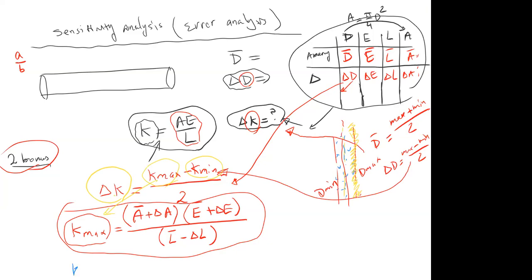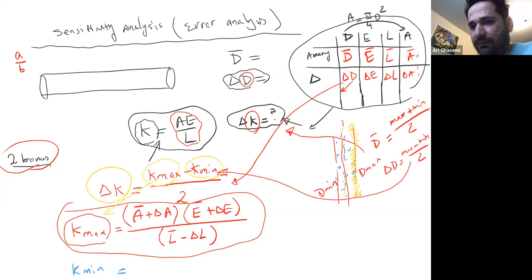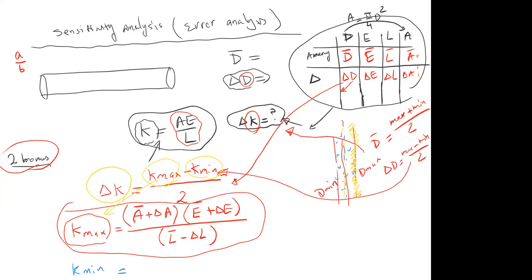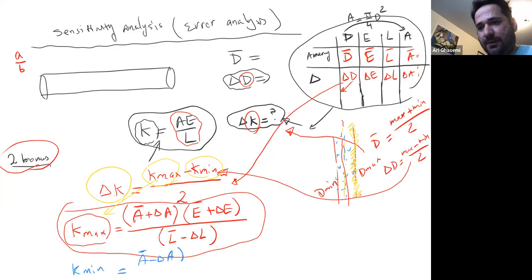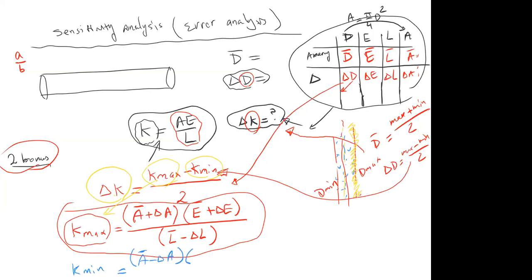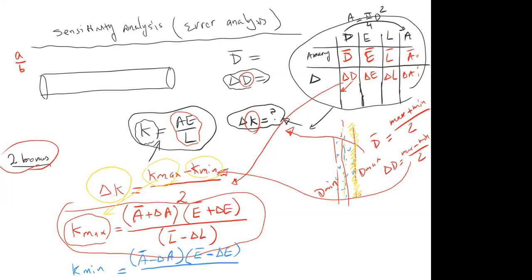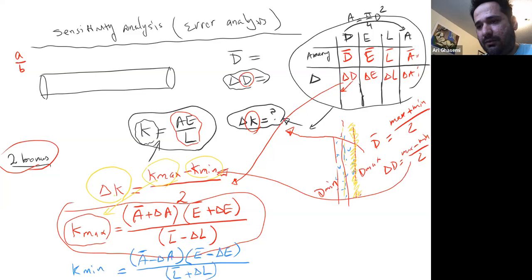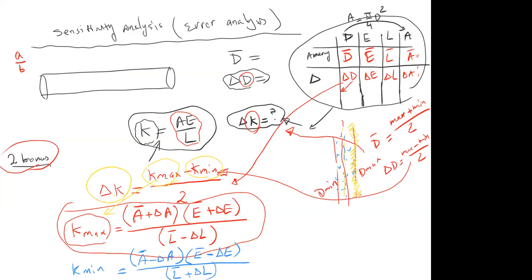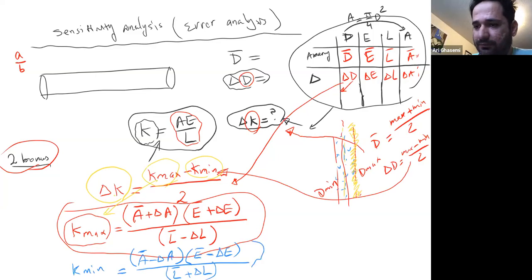So K mean, can you tell me the formula? A average plus or minus delta A, times E average minus delta E, divided by L average plus delta L. Perfect. Thank you. That's your K mean.